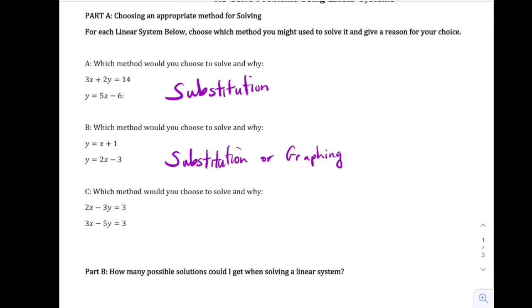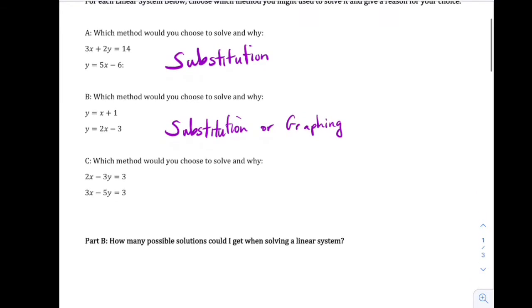You might lean towards substitution a little bit because, as you know, when you use substitution, you're going to get exact answers. So for example, if we're graphing that and the two lines do not cross at a nice spot, might cross in between 1 and 2, it's difficult to tell by graphing what the exact value is, where a substitution can get exactly what the answer is going to be.